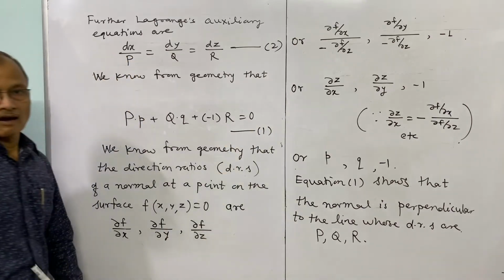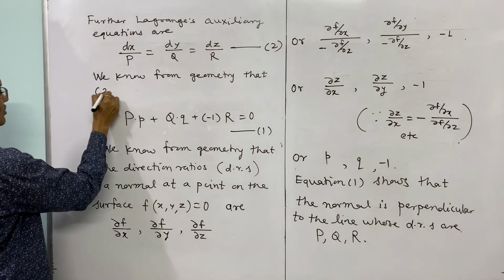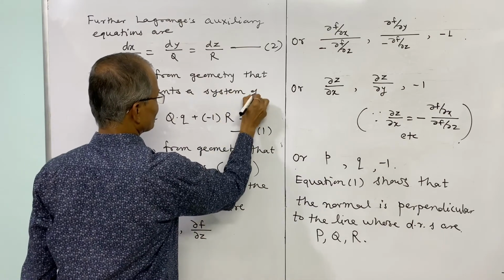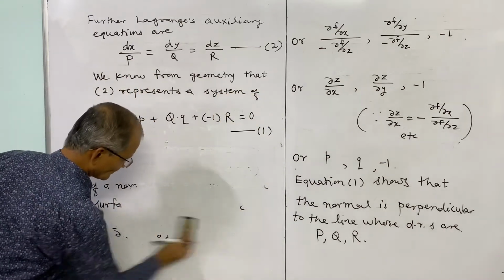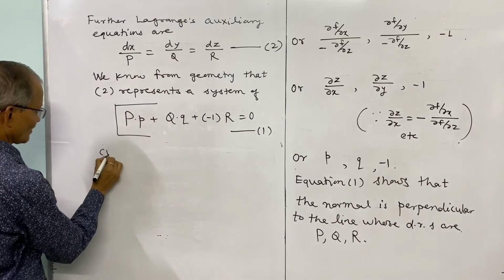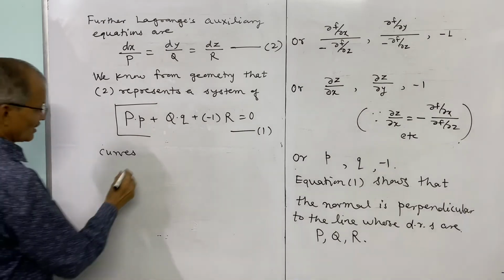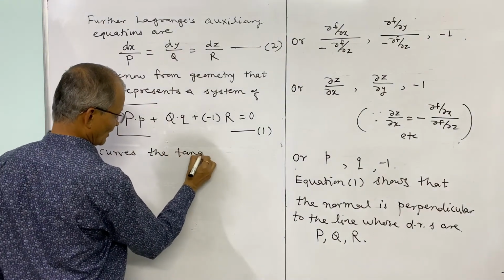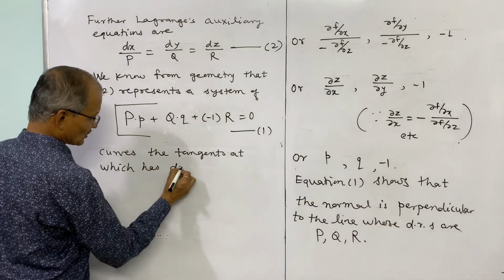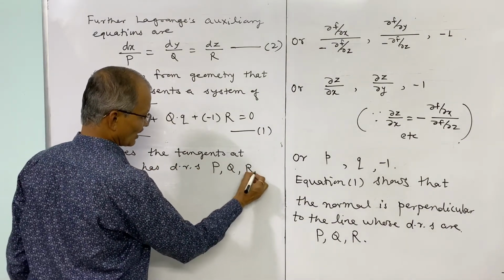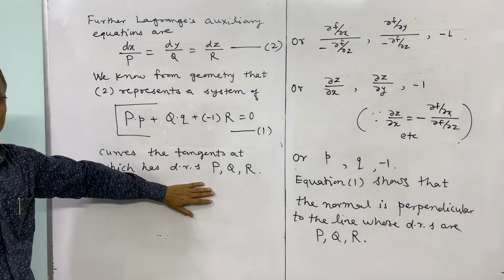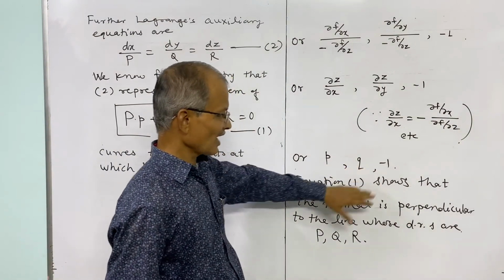So from geometry, equation 2 represents a system of curves, the tangents at which have DRs capital P, capital Q and capital R. So these capital P, Q, R are the DRs of the tangent, and small p, small q and minus 1 are the DRs of the normal.